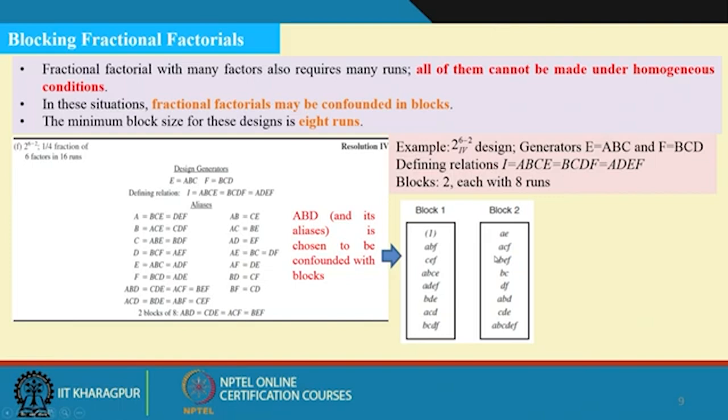In general, the concept of blocking is the same: when you have a paucity of material to experiment in homogeneous conditions, a paucity of operators, or a paucity of time, you require blocking. A fraction of the experiment will be conducted under a certain homogeneous condition and the other fraction under another homogeneous condition. In order to get meaningful results, you require confounding certain higher order interactions with the blocks, and then choose which experiments are run in the first block, which in the second block, and so forth. Okay. So this is our blocking.